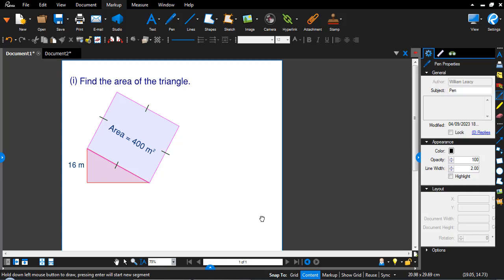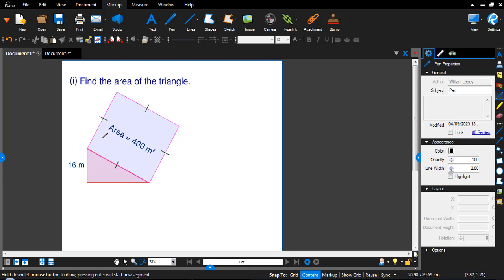So the information we're given is this up here is 400 meters squared, the area, and the height is 16 meters. So to get the area of the triangle, we need the height. Remember, the formula is half the base times the height. Half the height, we need the base. Okay. Let's fill in what we know.